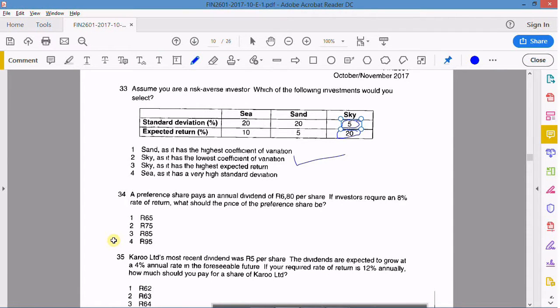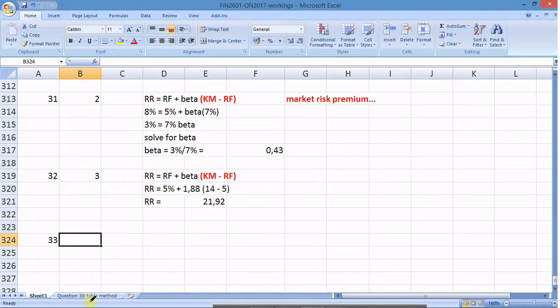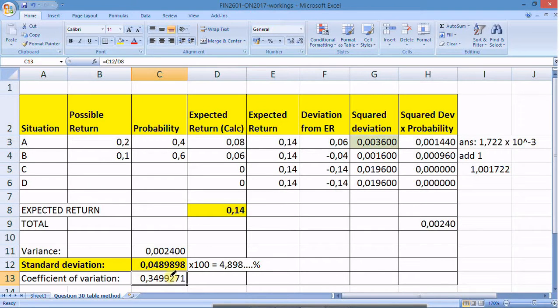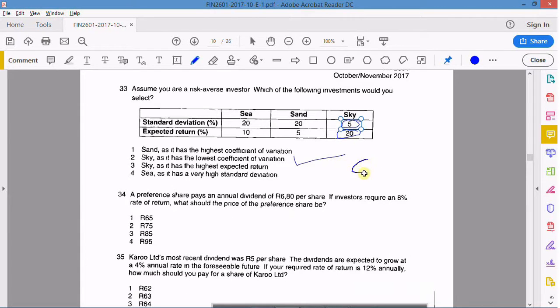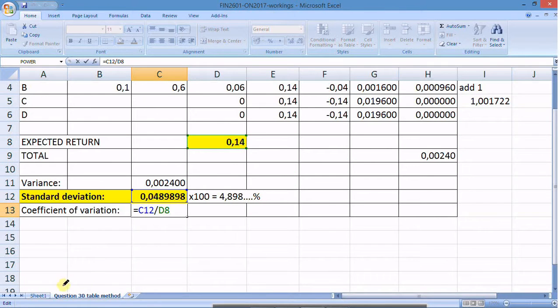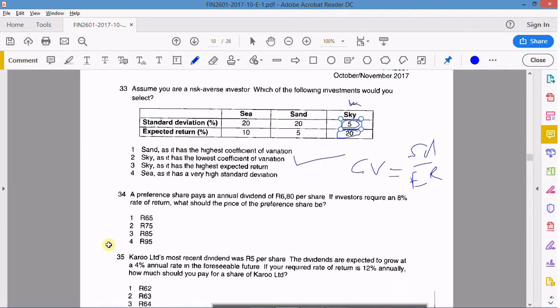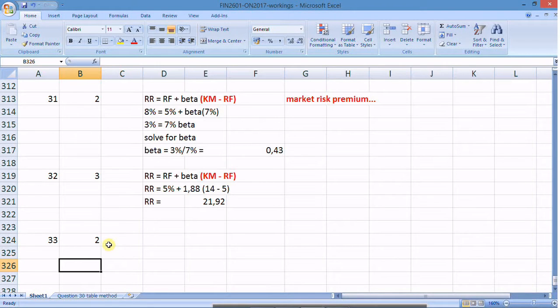Okay, because what is coefficient of variation? Let's just check. Coefficient of variation is standard deviation divided by expected return. Okay, so Sky is the best. It has the least amount of risk. Okay. Number 32.